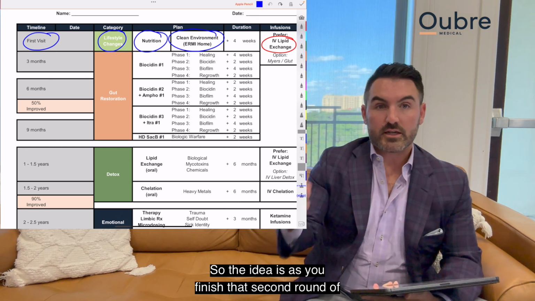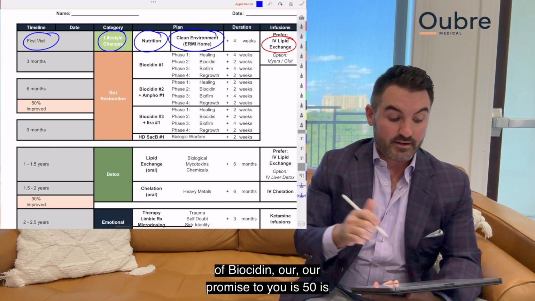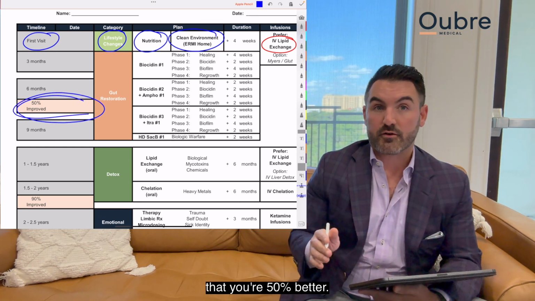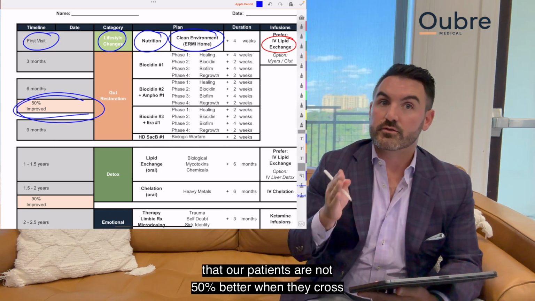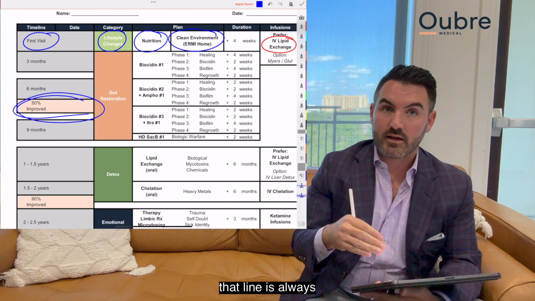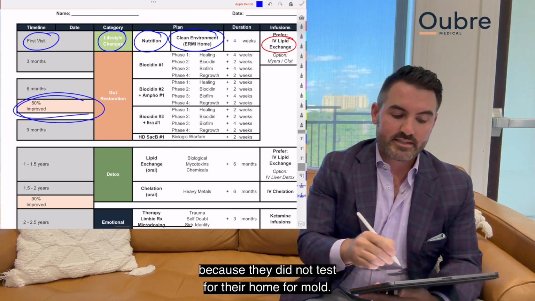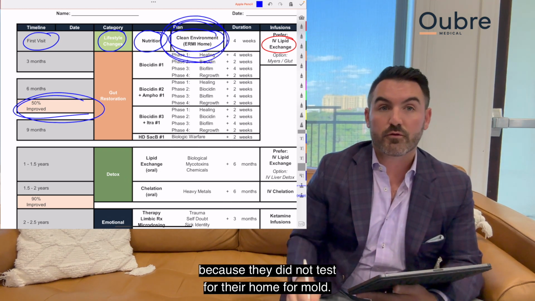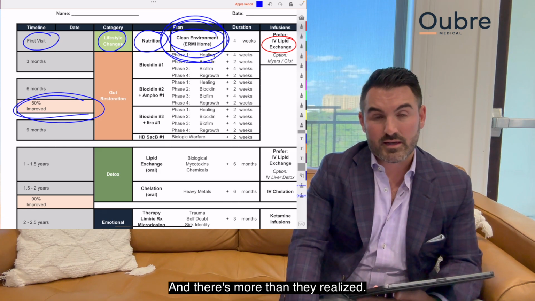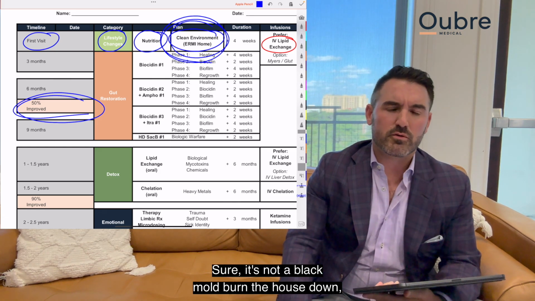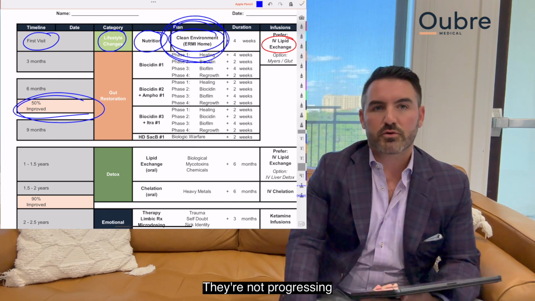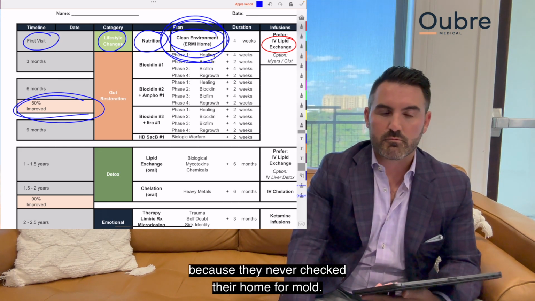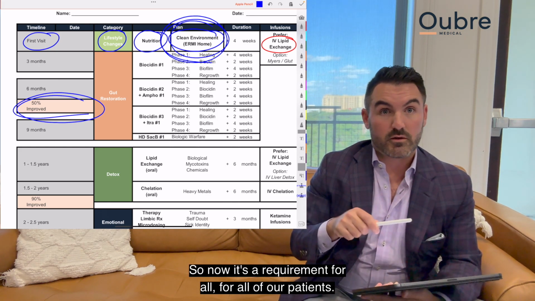So the idea is, as you finish that second round of Biocidin, our promise to you is that you're 50% better. The number one reason that our patients are not 50% better when they cross that line is always because they did not test their home for mold, and there's more than they realized. Sure, it's not a black mold, burn the house down, but it's enough mold that they can't heal. They're not progressing because they never checked their home for mold. So now it's a requirement for all of our patients.